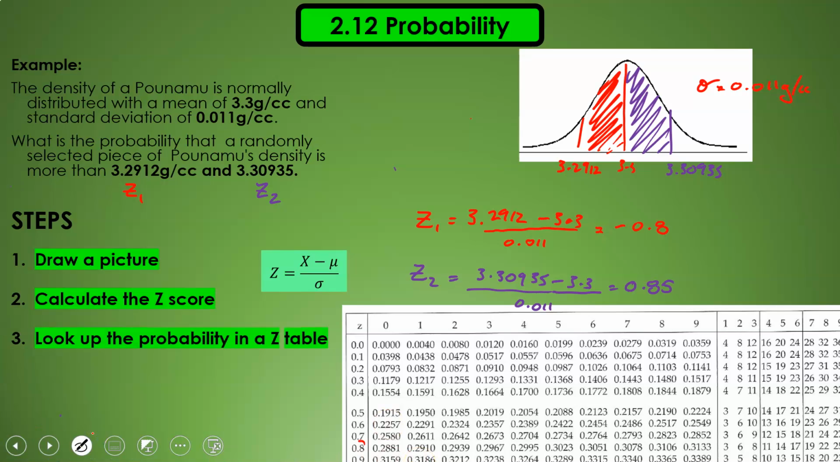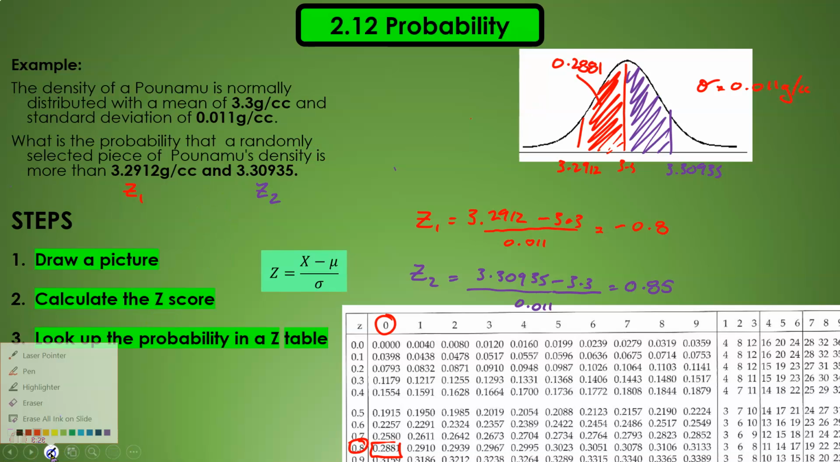so 0.8, 0.80, which gives us 0.2881. And then for our purple, we get 0.8, so it's this one as well, but it's 85, which is there, which gives us 0.3023.